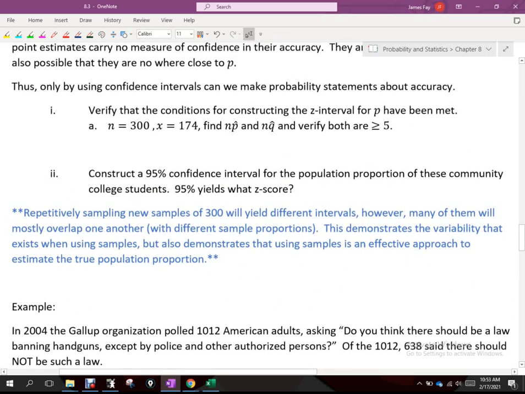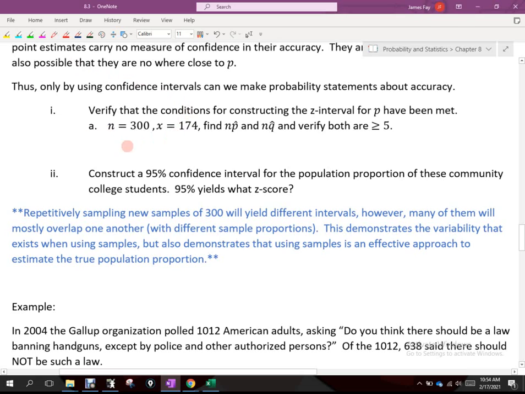Now, in order to make sure that we can construct a confidence interval, we have to make sure that N times P is greater than or equal to 5 and N times Q is greater than or equal to 5. And what that will do is guarantee that the distribution is approximately normal. If we can't get N times P or N times Q to be greater than or equal to 5, then we can't do the problem. Does that make sense? Okay?